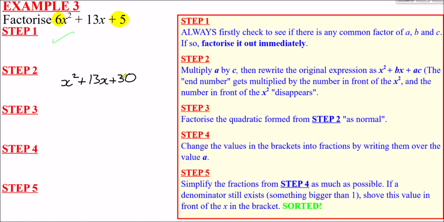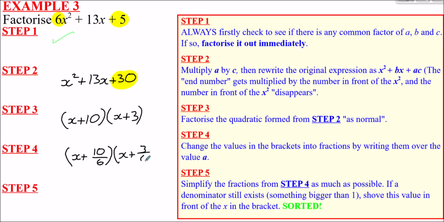Now, like you've seen before, we think of two numbers which multiply to 30 and add up to 13. Those two numbers will be 10 and 3 in any order. So now I write x plus 10, x plus 3. We now remember that 6 by shoving it underneath these numbers here and making fractions out of them. So we've got x plus 10 over that 6, and then x plus 3 over that 6. Step 5, we now need to simplify these fractions. So 10 over 6, I can simplify that to 5/3, and 3/6 is the same as a half.